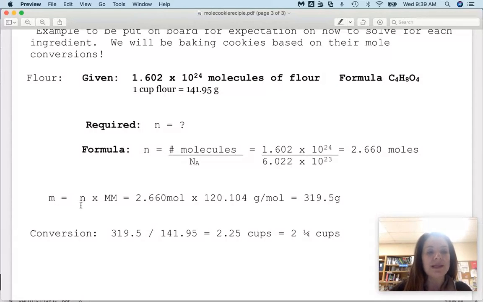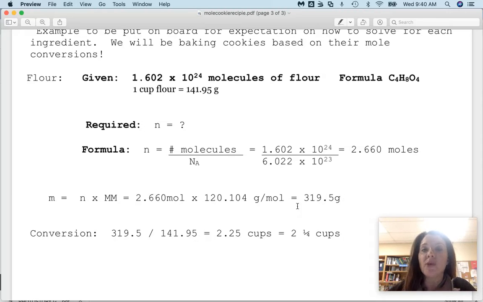Mass is equal to moles times molar mass. Knowing the molecular formula is C4H8O4, I figure out the molar mass for that. I multiply it by the mole value, and that gives me 319.5 grams. Based on the conversion above, 141.95 grams is equal to 1 cup.